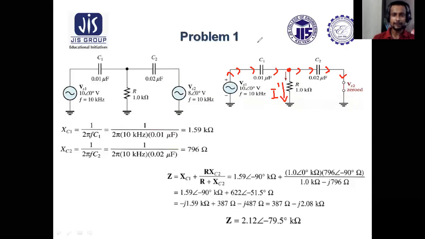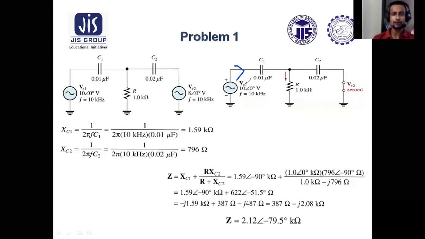While applying the current divider rule, let us assume this current is I1 dash. So this total current I1 dash will be divided into I dash and, say, I2 dash. It is very clear that if we apply the current divider rule to determine the current through R, it is important for us to determine I1 dash first. So how do we find I1 dash? How do we find the total current?